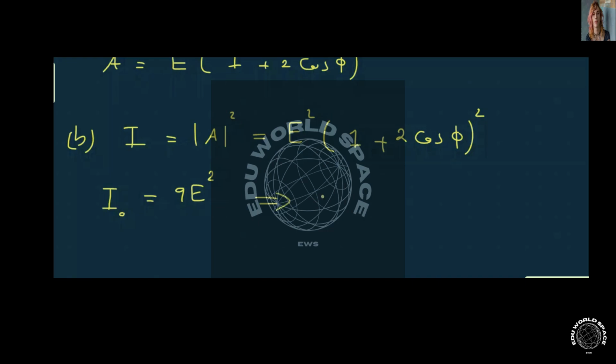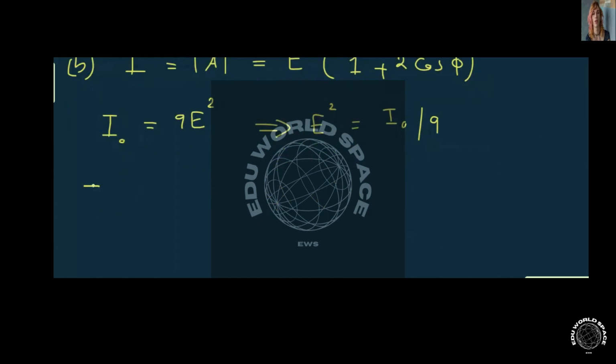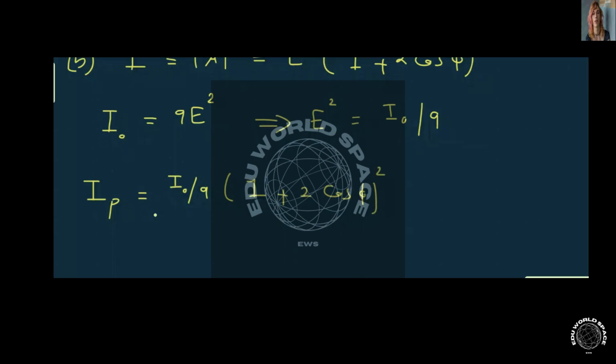So now E squared is just equal to the maximum intensity divided by 9. So now for the intensity at some point P, IP is just equal to I0 divided by 9 multiplied by (1 plus 2 cosine of phi) squared. This is for part B.